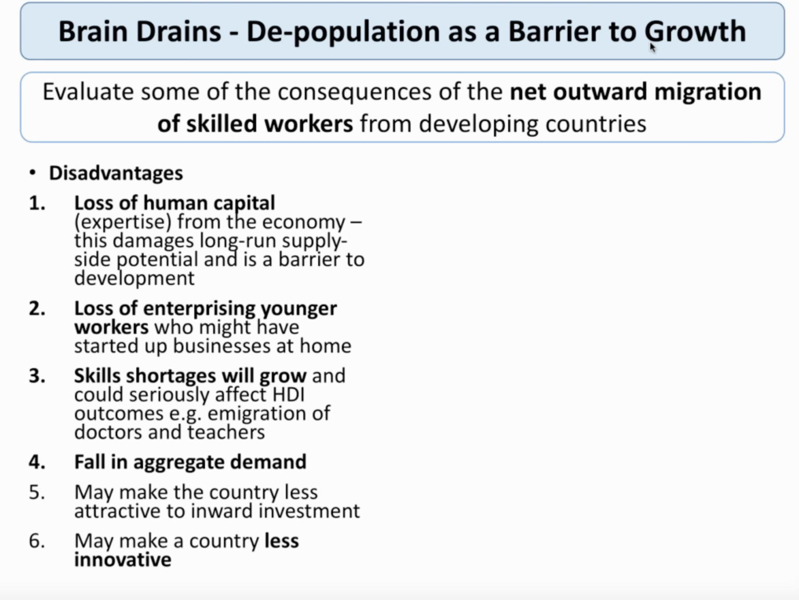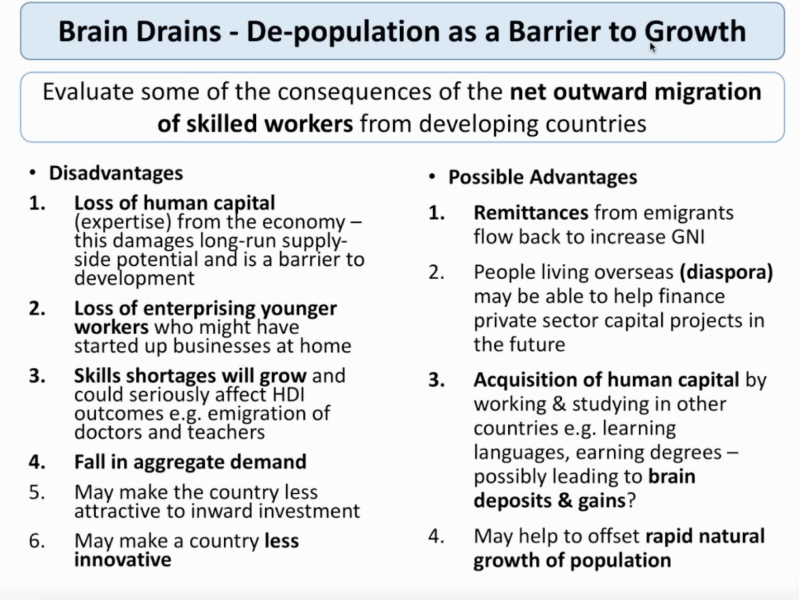But, and again, if you're asked to comment on this, you could be asked to comment on remittance incomes, you could be asked to comment on depopulation, so-called brain drain effects. So you're always looking for evaluation points to try and twist the arguments around and challenge the view. So here are 4 possible advantages. It's up to you whether you think these are significant or not.